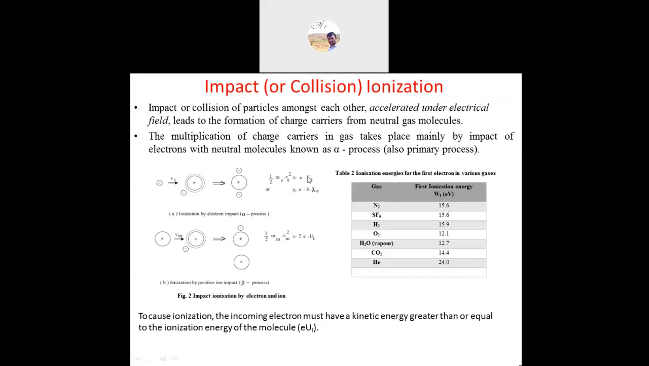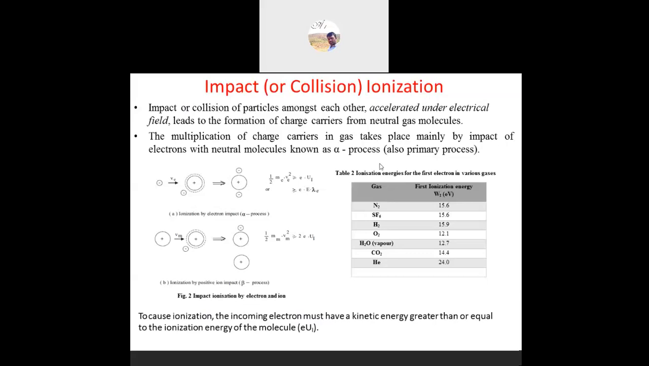Collision ionization is where we have an electron, and whenever high voltage is flowing through, the atom collides with the electron, which causes the production of free electrons. In this process the current flows, and positive ions are also produced by the ionization.